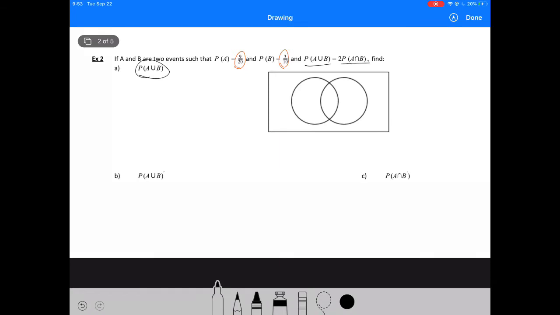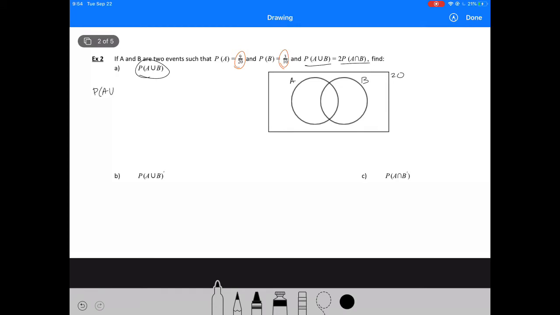So let's fill in our Venn diagram. We've got 20 in our set. We've got A over here, B over here. We know that we have our probability. Okay, we seem to be at a bit of an impasse because we don't have enough information. So let's break it down using our equation.